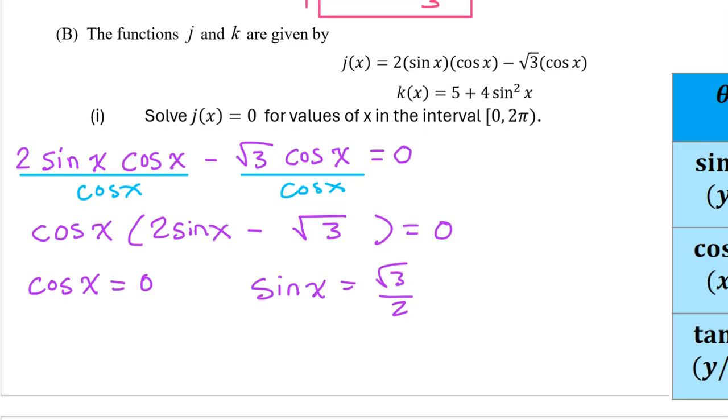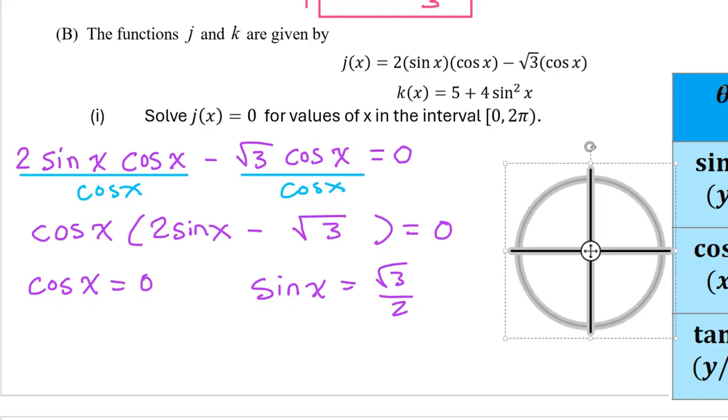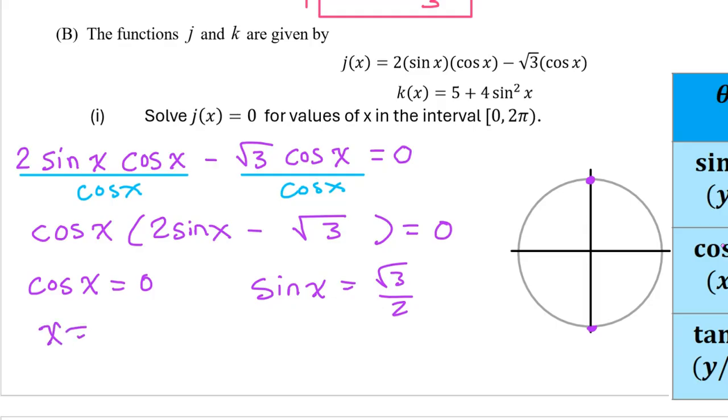Now, where does cosine equal 0? Cosine is the x value on the unit circle, and x values are equal to 0 here and here. So that's at x equals pi over 2 at the top, and at x equals 3 pi over 2 at the bottom.